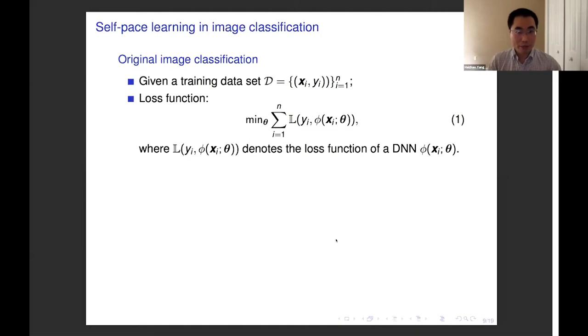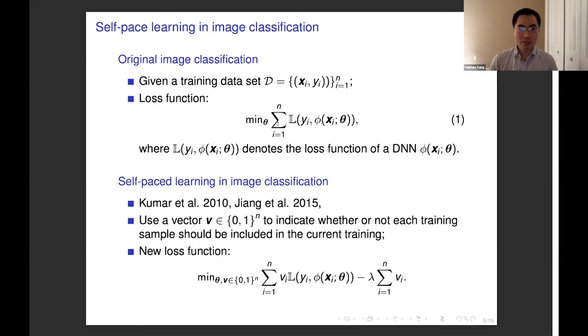So let us talk about the mathematical idea of self-paced learning, how we can use a mathematical formula to formulate self-paced learning in our optimization. Let me take the example of image classification. Let us assume that we have some given training data, where xi is one image and yi is its label. Usually we want to train a neural network, phi, such that it can classify the label y given the sample x according to some loss function capital L. So we just want to minimize over all the possible parameters of the neural network to minimize the loss function. In this classification model, we don't have self-paced learning because we treat all samples equally.